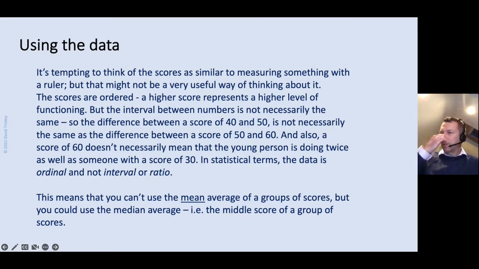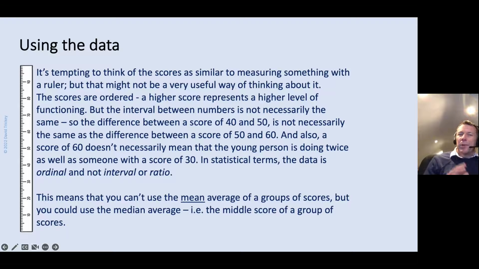But at this stage, it's worth saying something about the way that you can use the data that the CGAS produces. So how can you use those numbers? It's tempting to think of the scores as similar to measuring something with a ruler, but actually that might not be very useful because although the scores on the CGAS are ordered, so a higher score represents a higher level of functioning, the interval between the numbers is not necessarily the same. So the difference between a score of 40 and 50 is not necessarily the same as the difference between a score of 50 and 60. And also a score of 60 doesn't really mean that the young person is doing twice as well as someone with a score of 30.